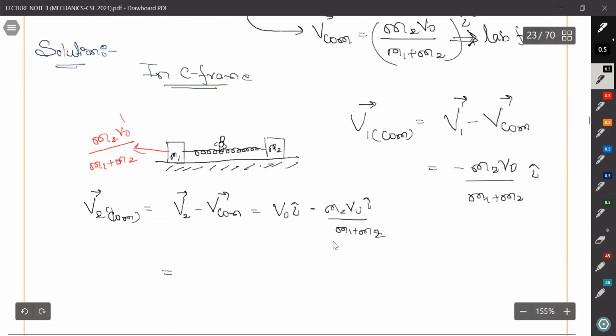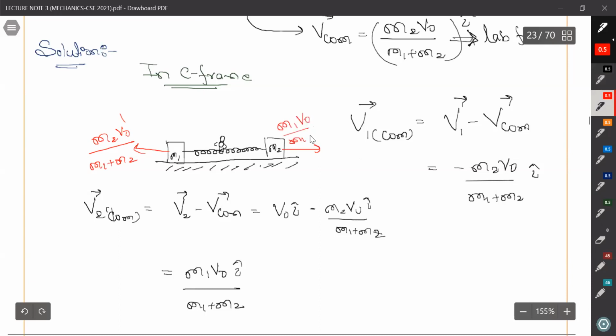If you solve this, m1 v0 minus m2 v0 will cancel out. It will become m1 v0 I cap upon m1 plus m2. So from here we notice that this will become m1 v0 upon m1 plus m2.